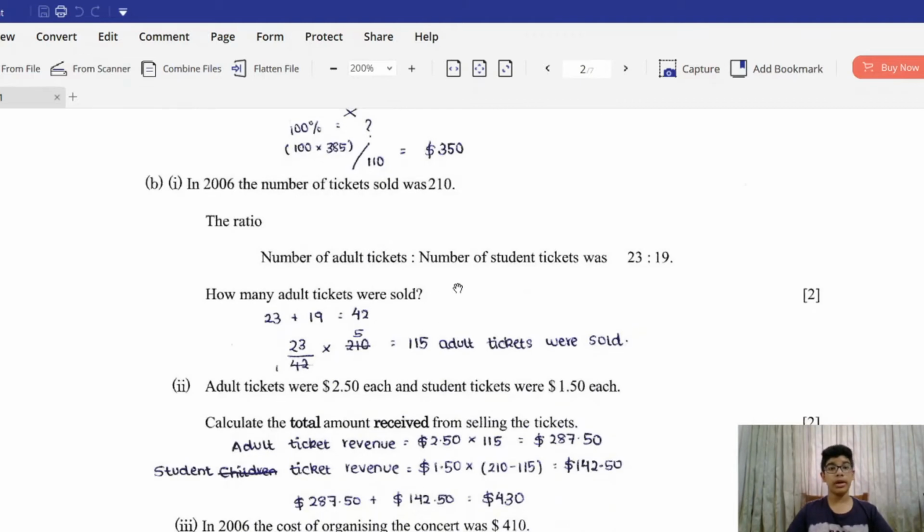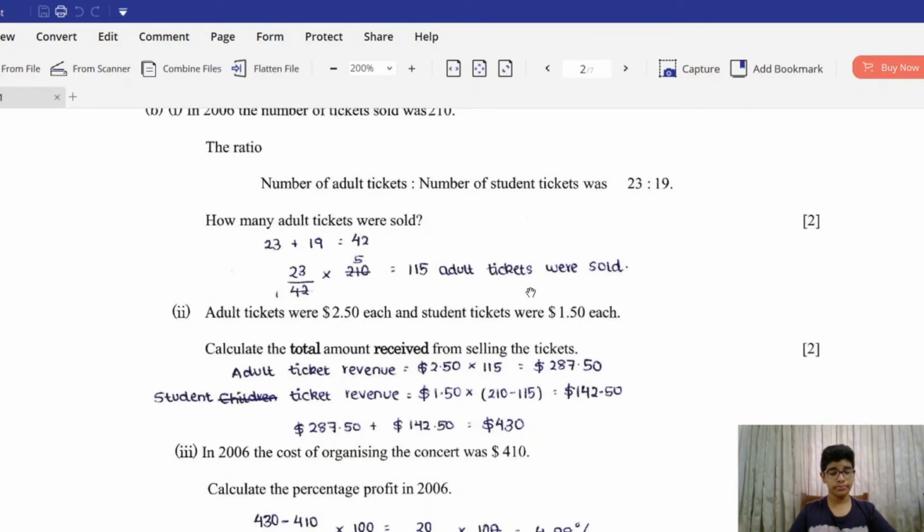Part B, Roman 1. In 2006, the number of tickets sold was 210. The ratio, number of adult tickets to number of student tickets, was 23 ratio 19. How many adult tickets were sold? So basically, we're going to take 23 plus 19 because it's a ratio, and that's basically how you go about ratio questions. So we're going to take 23 plus 19, and the total is 42. Now, we're going to take the number of adult tickets that is mentioned in the ratio, 23. We're going to take 23, put it over 42, and multiply it by the number of tickets. So 23 over 42 multiplied by 210 is 115. These are the number of adult tickets sold in 2006.